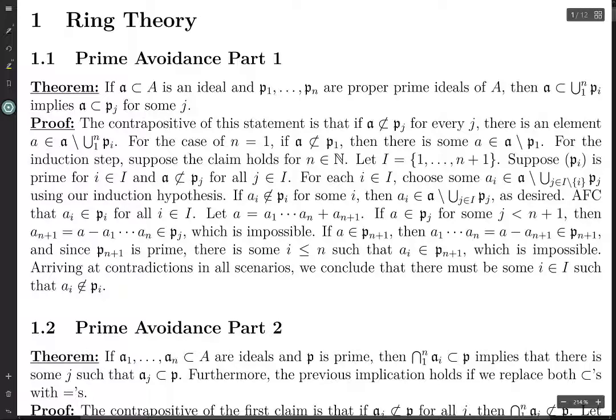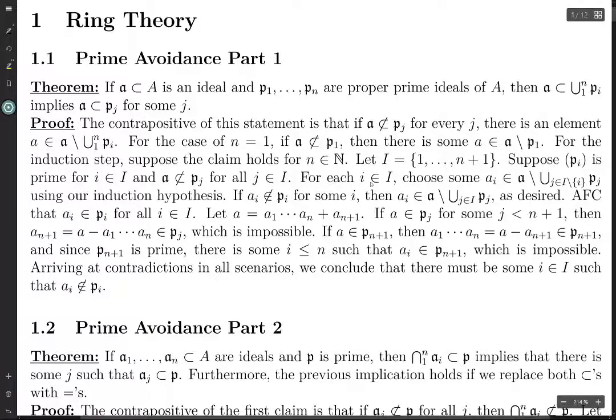Alright, so the case of n equals 1 is obvious. If A is not contained in P_1, then there is some element which is in A but not in P_1, and that's exactly what we want. So now we have to do induction. Suppose that the claim holds for some natural number n. Again, this doesn't include 0. Let I, just to make writing easier, be the indices from 1 to n plus 1. Suppose that P_i is a collection of n plus 1 prime ideals, and A is not contained in any of these prime ideals.